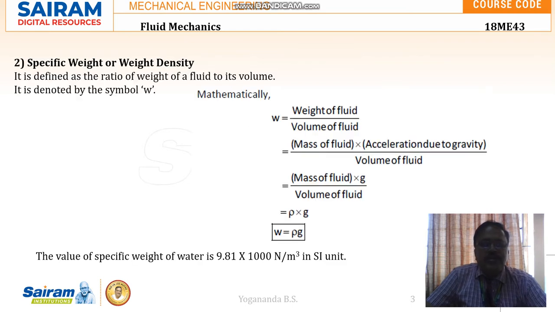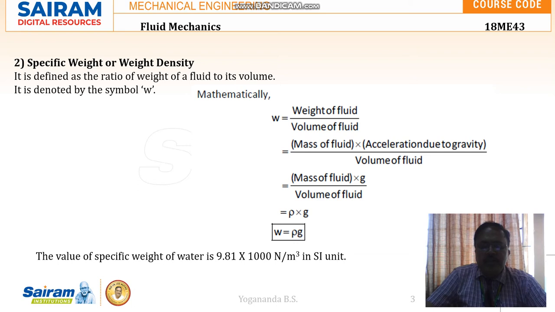The second property is specific weight, also called the weight density. It is the ratio of weight of the fluid to volume of the fluid. It is denoted by the symbol omega. So omega is nothing but the weight of the fluid to volume of the fluid. Here I am writing the weight of the fluid as the product of m into g, that is mass of the fluid into acceleration due to gravity, divided by volume of the fluid.